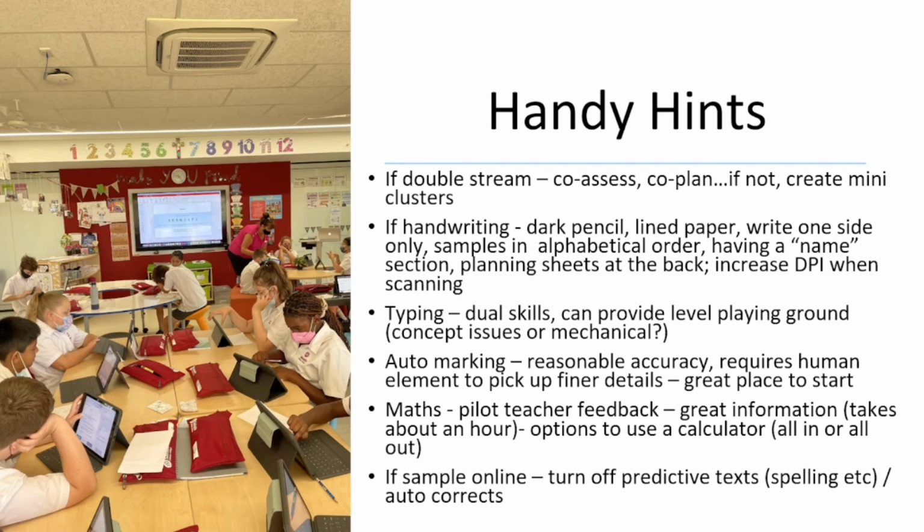Someone's also pointed out to have a namespace in the top right-hand corner, allocate an area for children to put their name on it, just so it's easy to find and there's no forgetting. A really good point that was brought up by another staff member: increase the DPI when you're scanning, that's your darkness, your lightness, put it on the darkest, because some pencils just simply don't scan that brilliantly. These are a little help things.